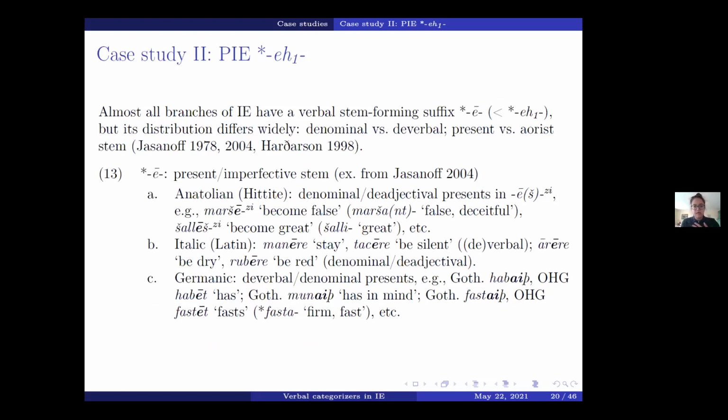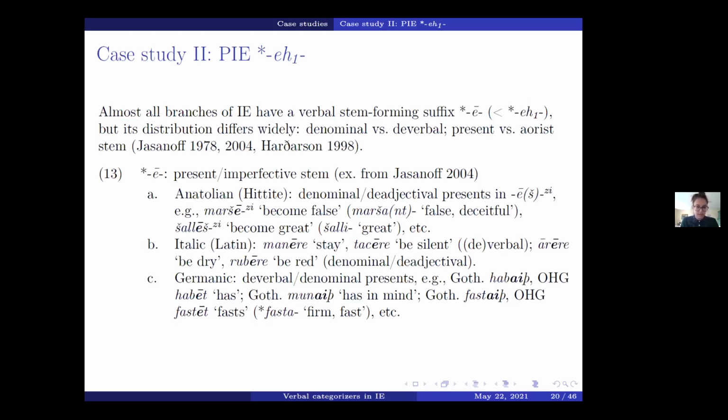So this is this mysterious verbal stem forming suffix e that almost all older branches of Indo-European have, but which has a very strange distribution. It forms both the nominal and primary verbal present, or aorist, so it's not restricted to a particular stem type across languages, and that's very unusual for an Indo-European verbal stem forming suffix.